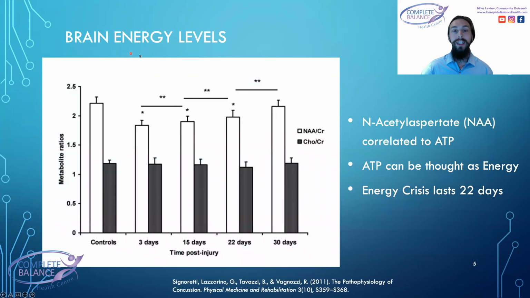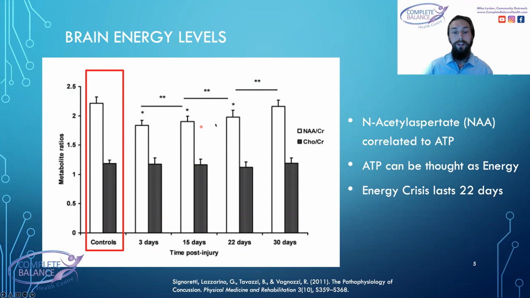So what we're looking at is brain energy levels. There's a lot going on in this graph, and I'm going to simplify it as much as possible. These are healthy controls. We're considering this our energy level in our brain. As we move from left to right here, we're going time post-injury. So we have 3 days here, and we're looking at energy is a bit lower.